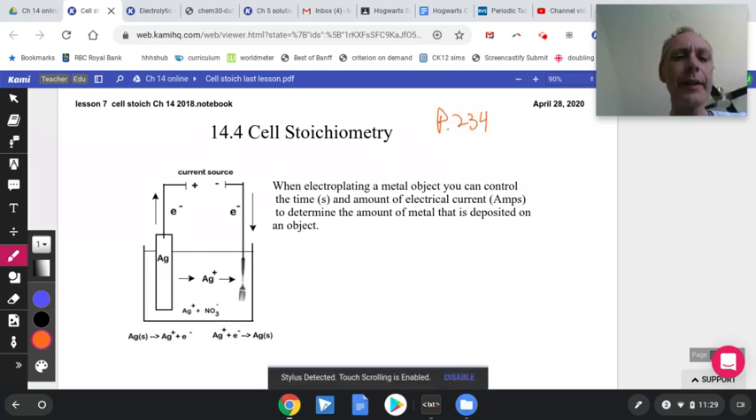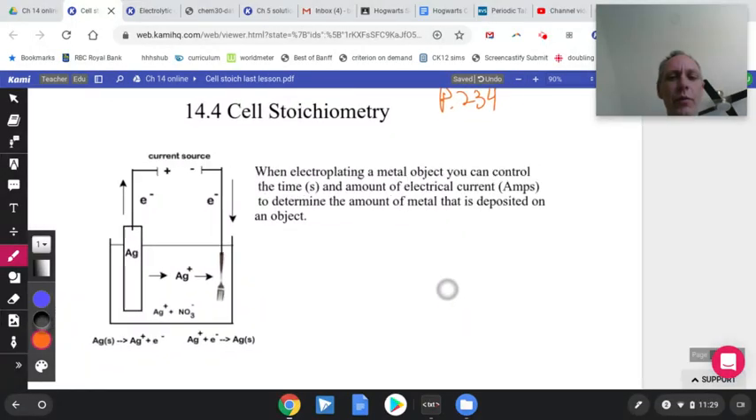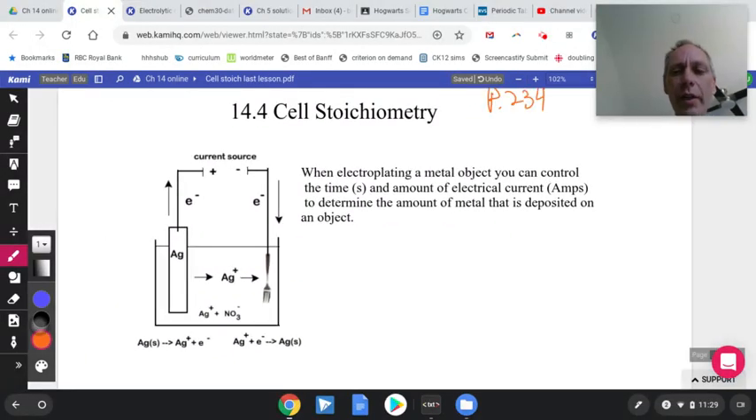in your study guide. So what we're going to be doing today is doing the math behind electroplating with electrolytic cells. As the example says in your notes, when electroplating a metal object, you can control the time and the amount of electrical current, or the amps. On your power supply, you can dial in the amps to what you want. Then you decide how long you want to run the cell for. And those two variables together will determine the amount of metal that is deposited on the object. Okay?